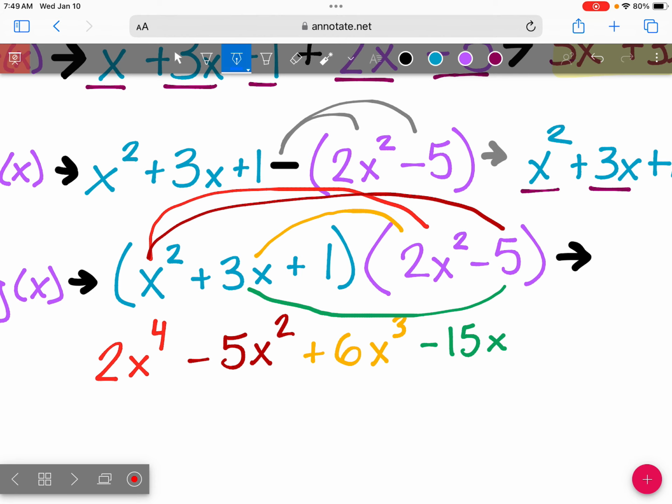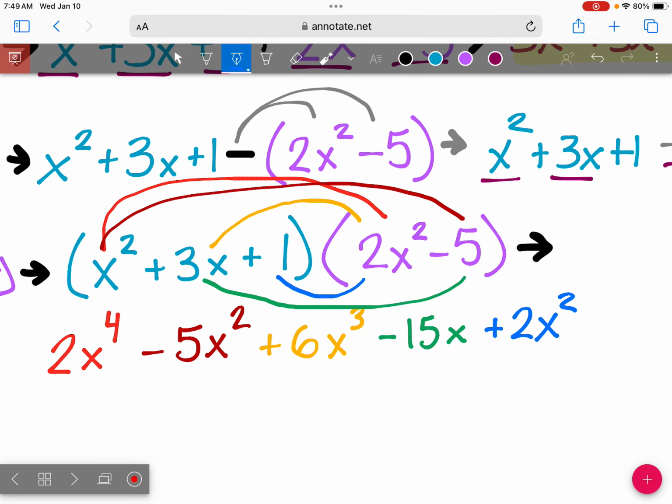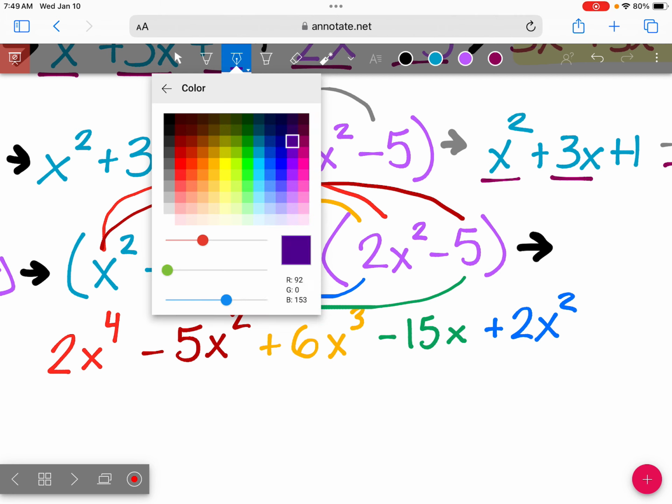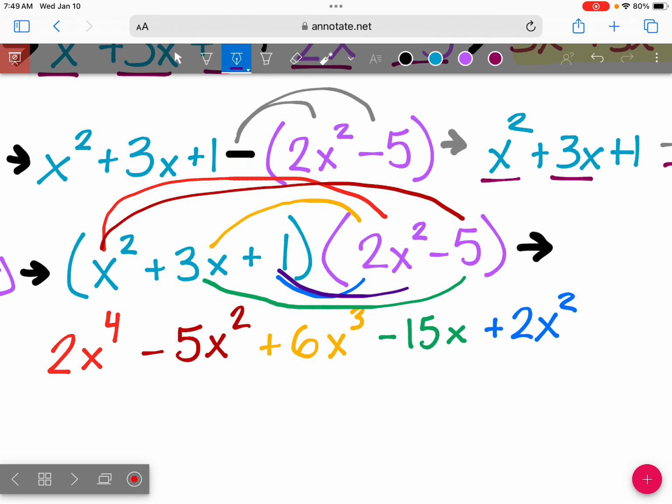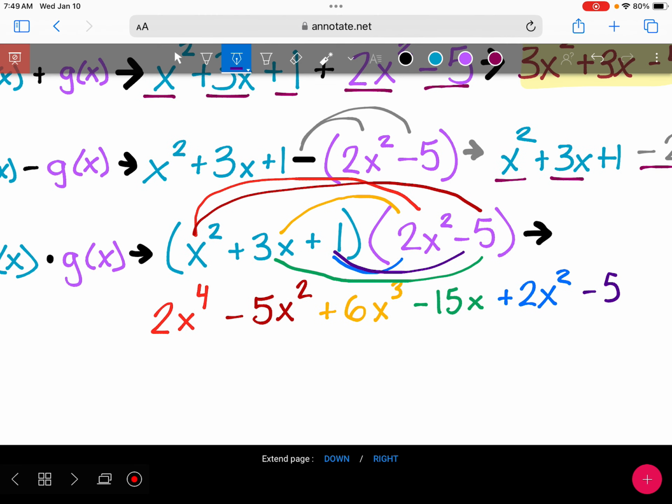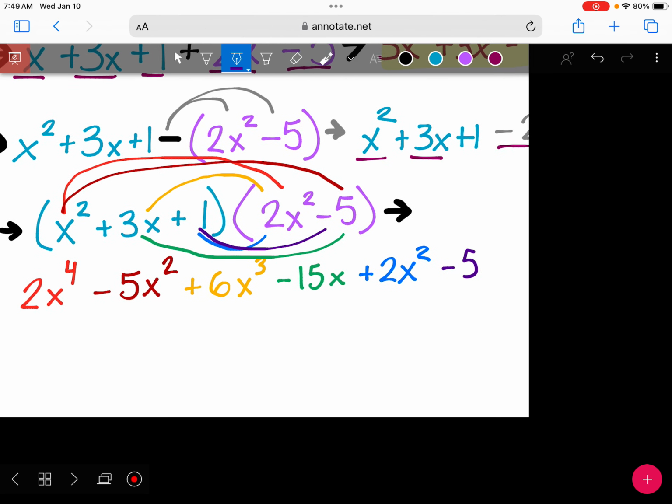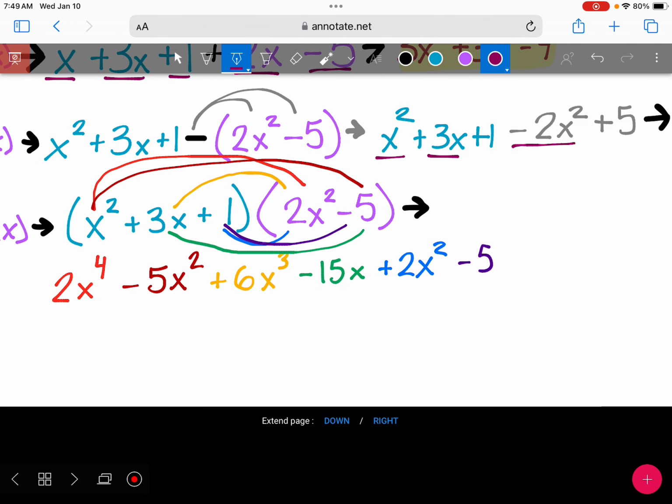Then I'm going to have the 1 times 2x squared. That one we're well aware of. 2x squared. And we're going to have 1 times minus 5, minus 5. So they get really, really arrowy here when we do these big multiplications with the polynomials. All we need to do here to get to our final solution is to put them in the proper order. And I only have one pair of like terms we can combine.